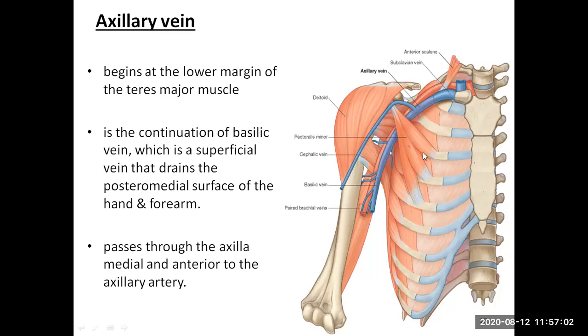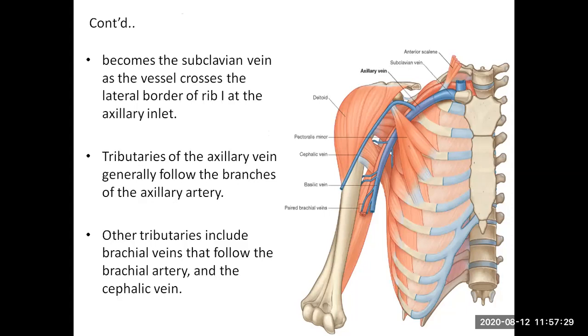If you see the relation of the axillary artery and axillary vein, the axillary vein is slightly medial and anterior to the axillary artery. So in position, the axillary vein is slightly anterior and medial to the axillary artery. I told you it becomes the subclavian vein as the vessel crosses the lateral border of the first rib. Here, from here to here, this is the subclavian vein.